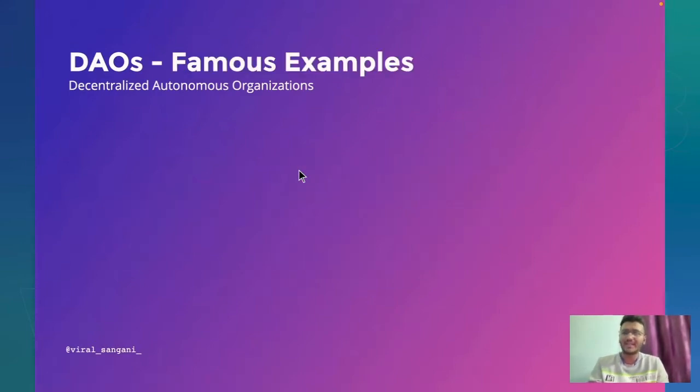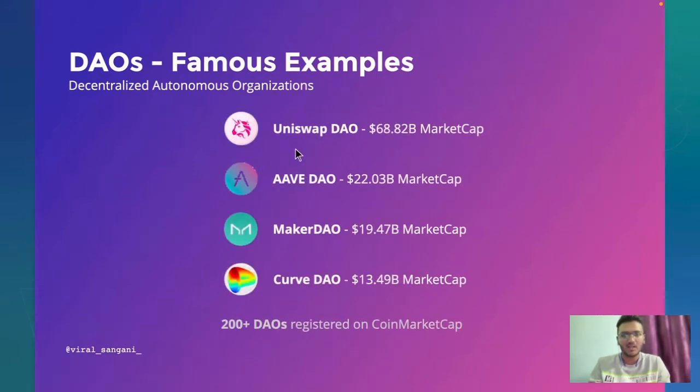Before going deeper into DAOs, let's see some famous examples. One of the most famous and top DAOs is Uniswap DAO. Uniswap is an Ethereum swap service that you can use to swap tokens. It currently has a market cap of 68.8 billion dollars worth of tokens in Uniswap. Then we have Aave. Aave is a lending and borrowing protocol. The main motive of Aave is to be an alternative to the loaning system in current finance. You can put your tokens up as collateral and borrow some other tokens, some stable tokens. It has a market cap of 22 billion dollars.